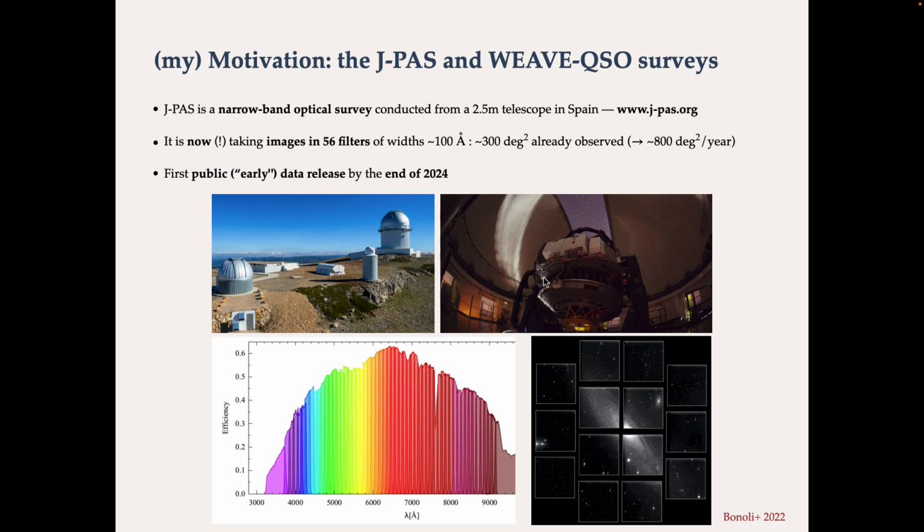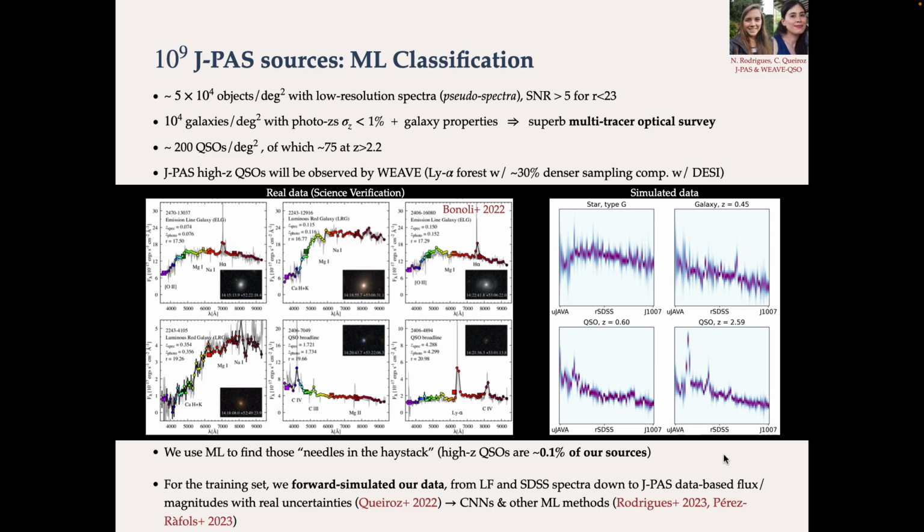Here are some pictures of the telescope. Here in the lower left, you can see a figure with the actual measured filter transmission curves of the narrowband filters. And here is an image of our focal plane, which has 14 CCDs. Each CCD has a filter, so it's quite a complicated way of covering the sky. But with the proper tiling strategy, we can do it. This is described in the paper Bonoli et al. 2021.